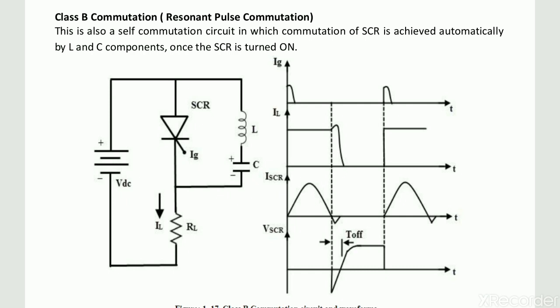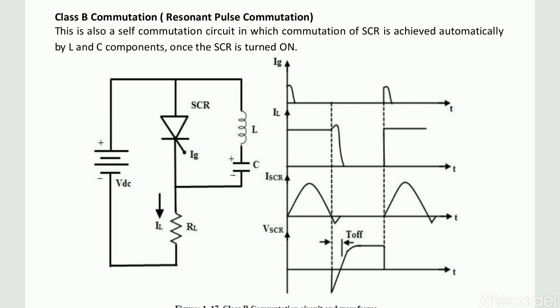This is also a self commutation circuit in which commutation of the SCR is achieved automatically by the L and C components once the SCR is turned on. In this case, as I told earlier, an LC resonance circuit is used, but it is connected across the SCR and not in series with RL, that is the load resistance. It was in series in the class A commutation, but in the class B commutation it is connected across the SCR. So I will explain the principle of the operation.